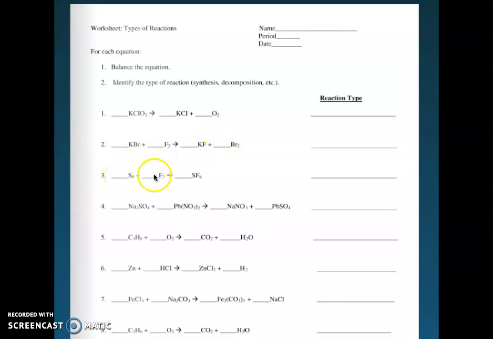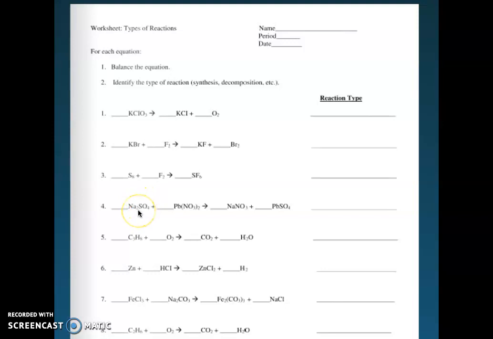Number 3. We start with 2 single elements on number 3. What type of reaction starts with 2 single elements? If you're looking at your cheat sheet, you should be looking at synthesis at the very top. You're taking 2 elements and you're combining them together into one compound. That is a synthesis reaction.